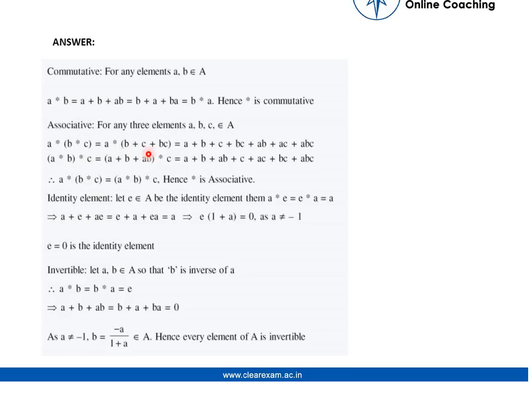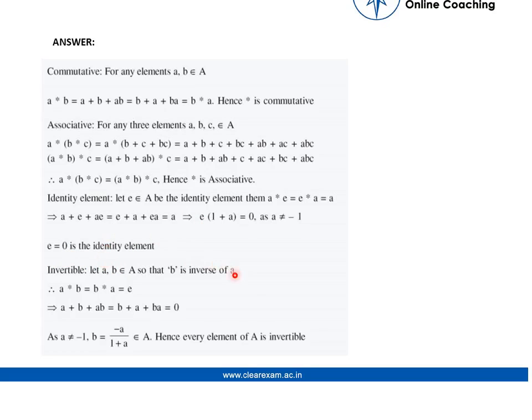Now we need to find the identity element. We know that the identity element is e, and we know the property that a star e is equal to e star a, and they are equal to a, because the identity is unique. So we'll place this formula over here, and we need to calculate the value of e, that is the identity element. By solving this equation we can easily see that the identity element is equal to 0.